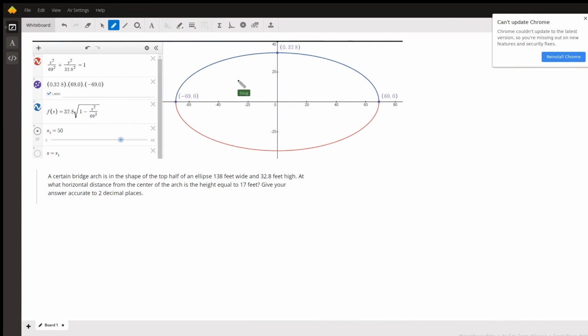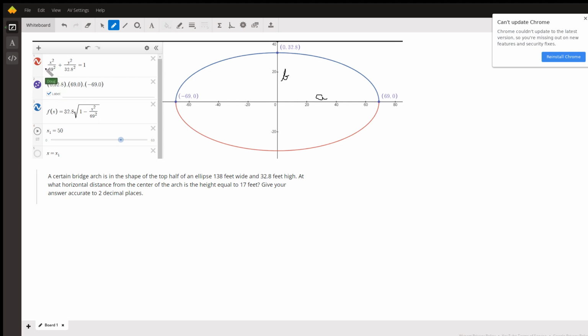Okay, here's a graph that depicts the situation. This is the bridge, the top half of an ellipse, where the base of the bridge is 138 feet wide. Well, that means that this little distance right here is a, and it's 32 feet high. That's like the b of the ellipse, the major and minor axes.